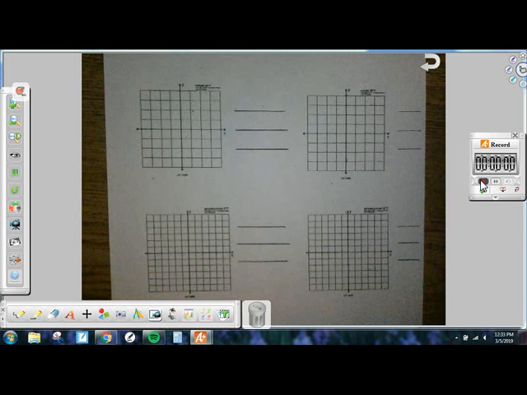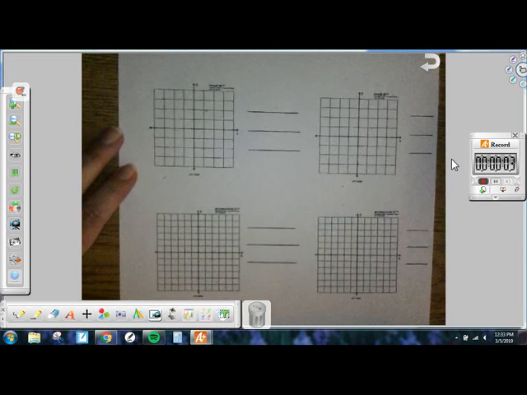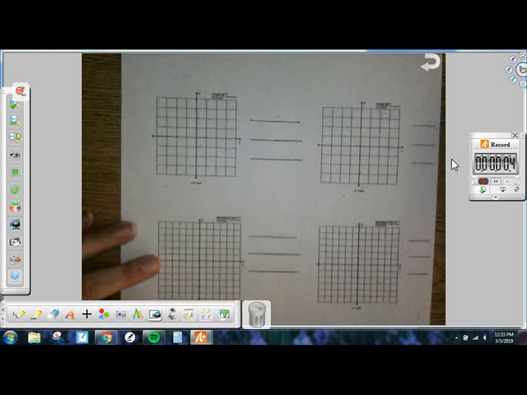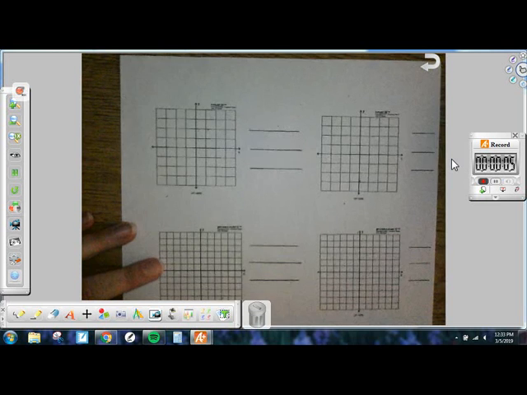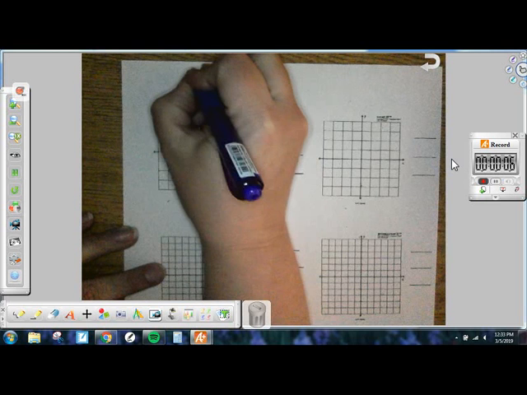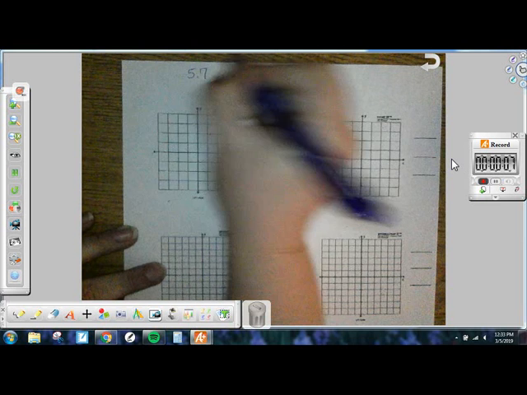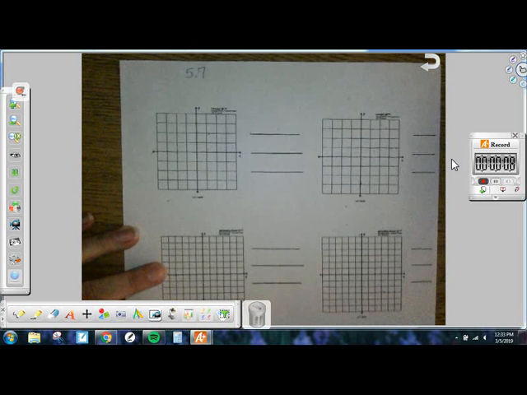Alright, today we are going to start a lesson. It's called 5.7. Put that up here, 5.7. We're finding the distance between points on a coordinate grid. So, we are going to start with -2, -2, and 1, 2. So those are the first 2 points that I would like you to plot.